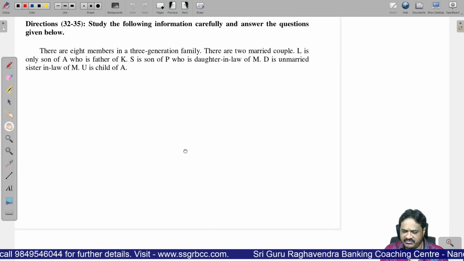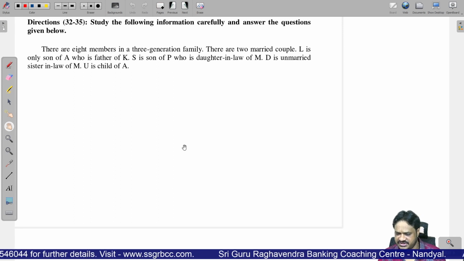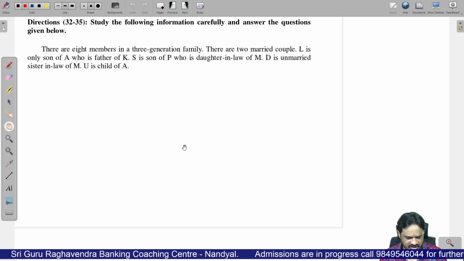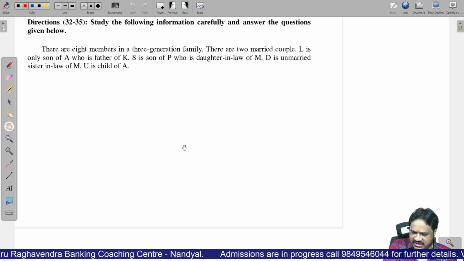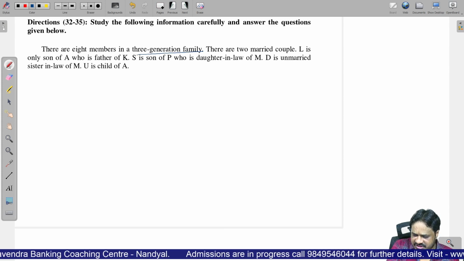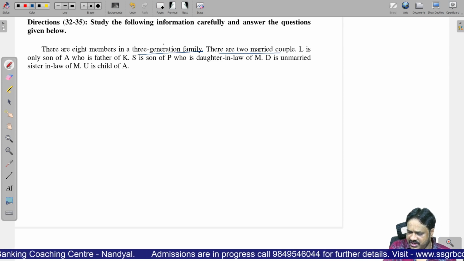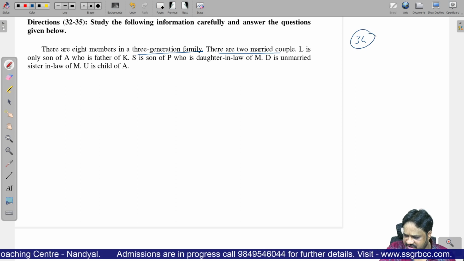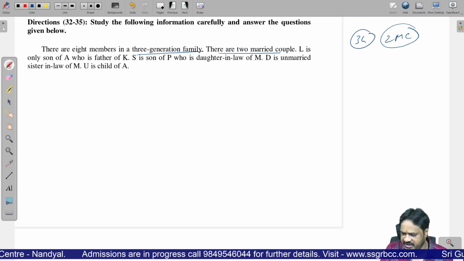There are 8 members in a family of 3 generations. There are 2 married couples. L is the only son of A, who is the father of K. S is the son of P, who is the daughter-in-law of M. D is unmarried sister-in-law of M. U is the child of A. So this is the family of 8 members and 3 generations. This is most important: there are 3 generations and 2 married couples.